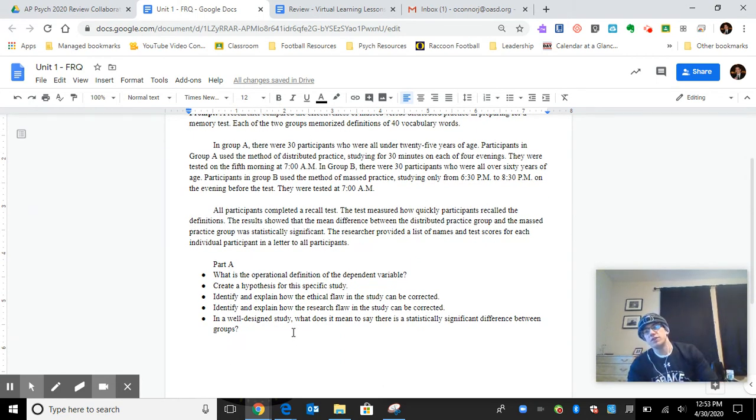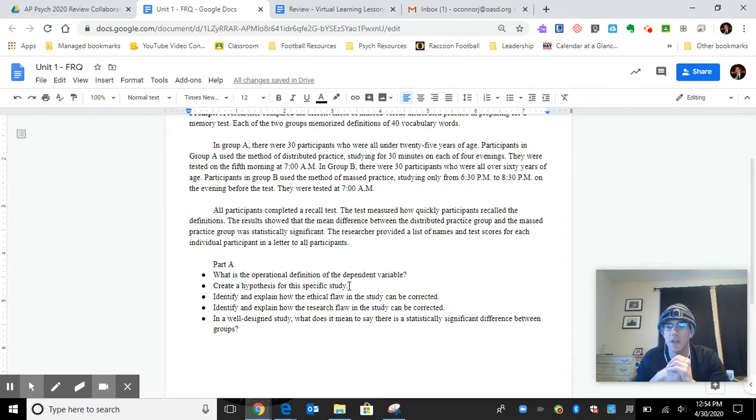Now, with the research methods questions that are going to be the focus of that second FRQ, you don't necessarily have to follow that IDA format. That's more when you're defining and applying concepts, where here in the research analysis, that is going to be question 2 for you. You can just state and answer the question. So, for example, what is the operational definition of the dependent variable? You don't have to define dependent variable. You don't have to define operational definition.